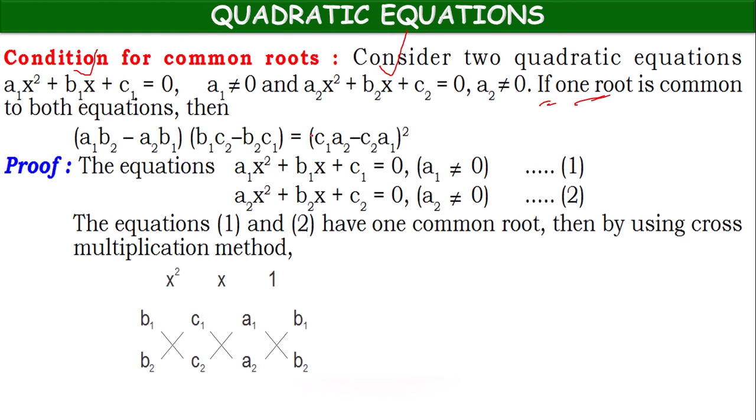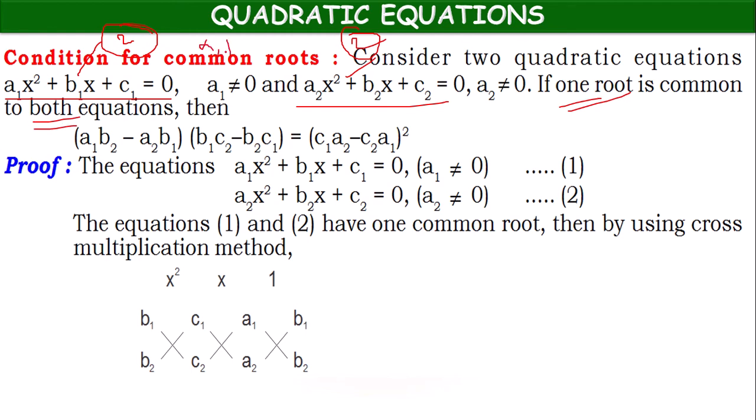If one root is common to both equations, then, because a quadratic equation normally contains two roots, and here the equations are different, so the roots also will be different. But here we have to consider that at least one root is common to both the equations.